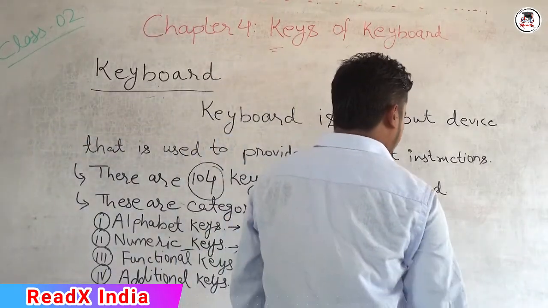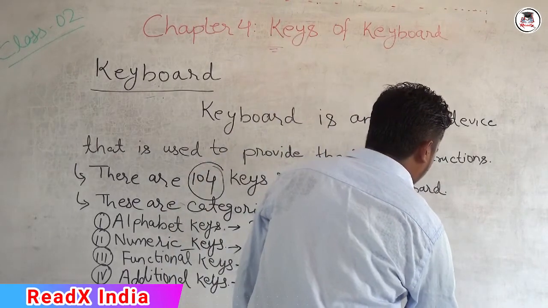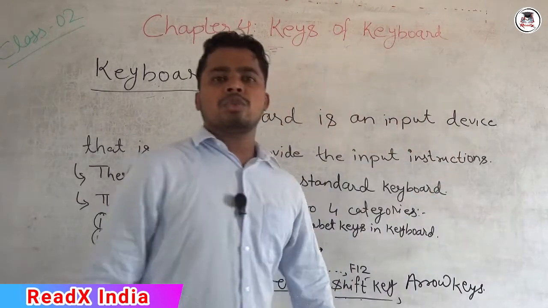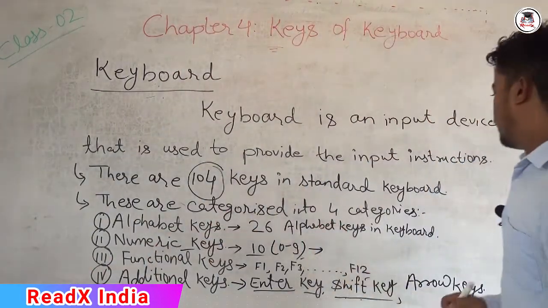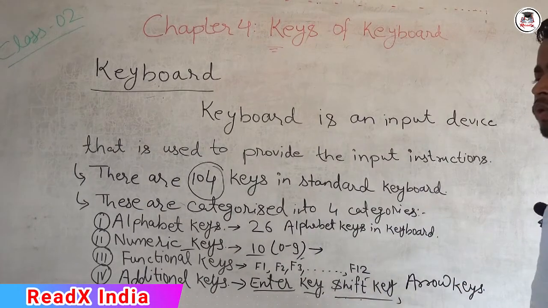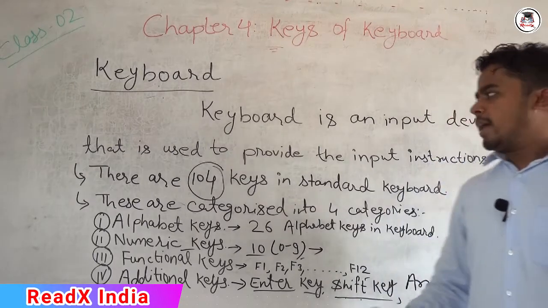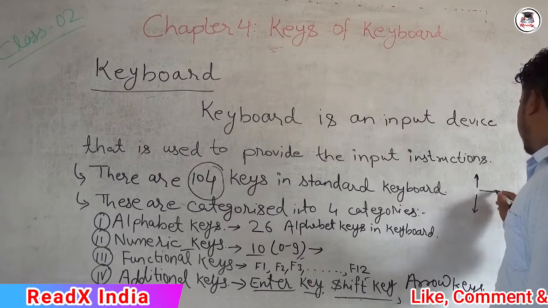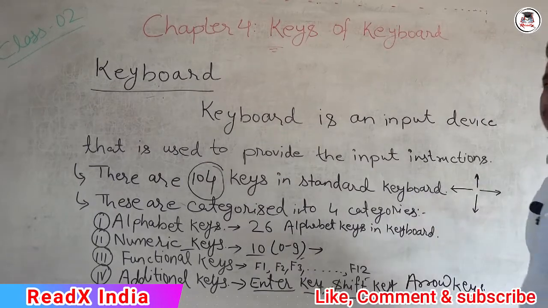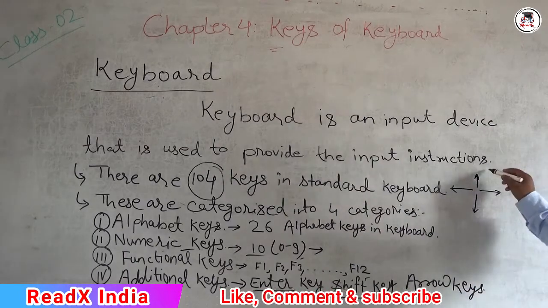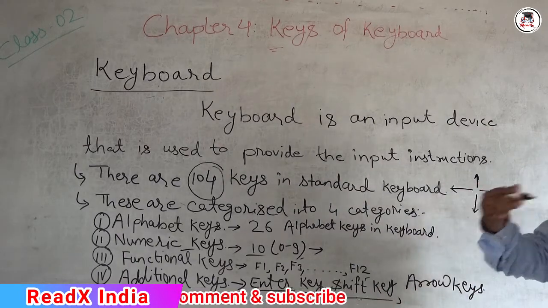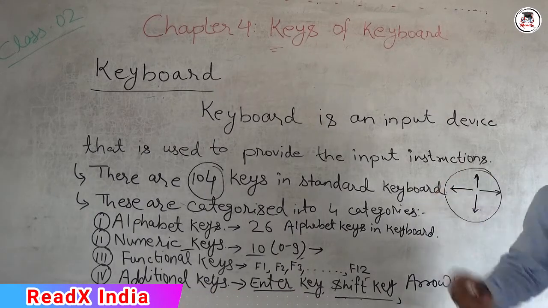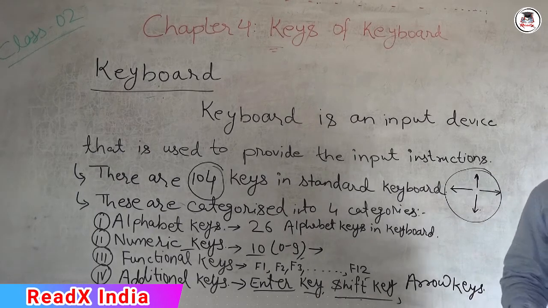Apart from that, we will have also arrow keys. In our keyboard there will be 4 arrow keys. That is, one will be for up, one will be for down, one will be for right, and one will be for left side. So if in a document you want to move left or right or up and down, you can use these arrow keys in order to move in the document.